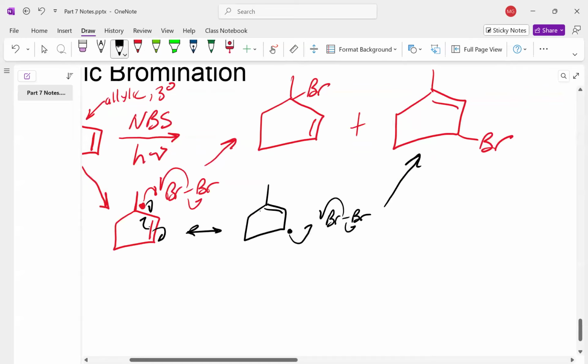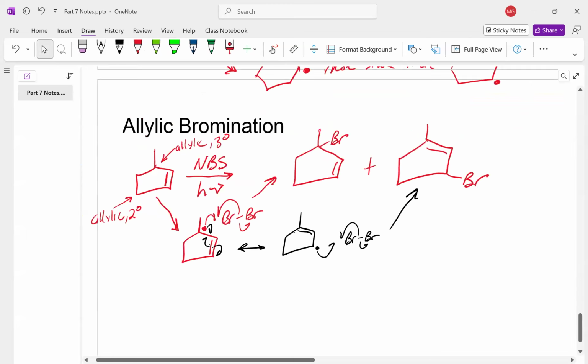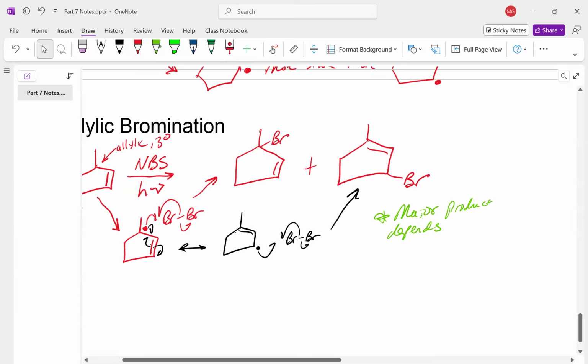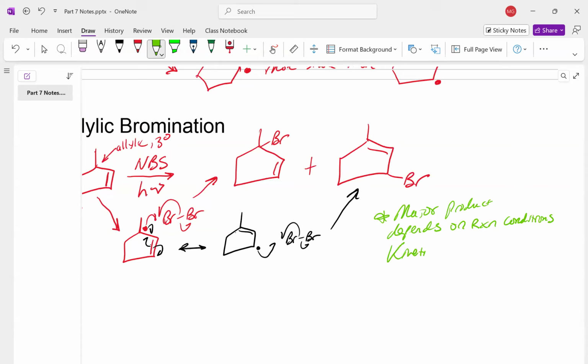And that's how we get to that second product. Now, we don't know for this specific reaction what the distribution is. Do we have more of one or more of the other? The major product depends on the reaction conditions. And this is an example of kinetic versus thermodynamic control.